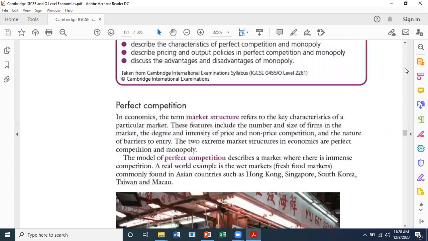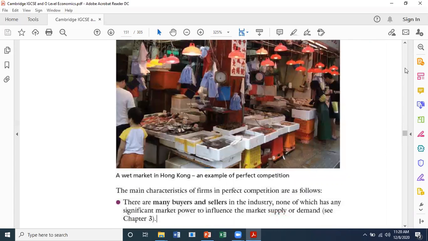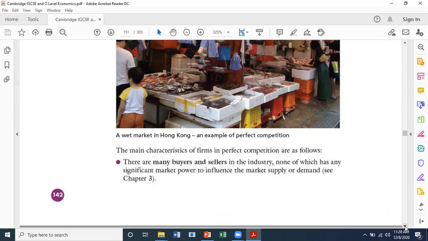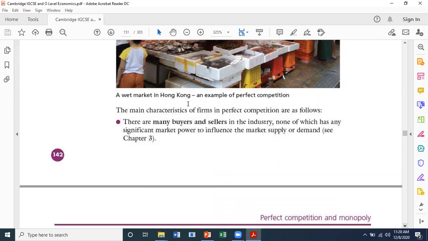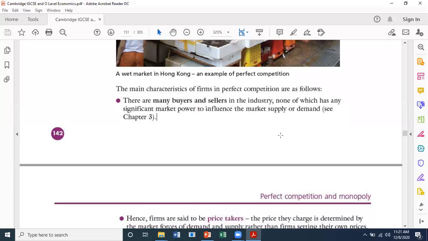So, perfect competition, what are the main characteristics so that it will be easy to understand? Main characteristics of a firm in perfect competition are as follows. In perfect competition, there are many buyers and sellers in the industry, just like in the Sabzi Mandi, none of which has any significant market power to influence the market supply or demand. So there are hundreds of buyers, so they cannot influence the market.